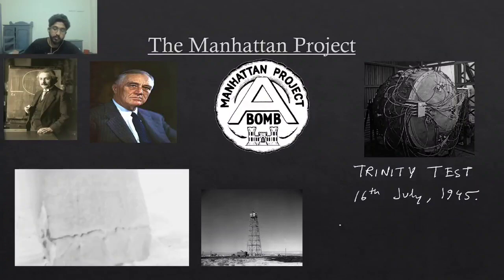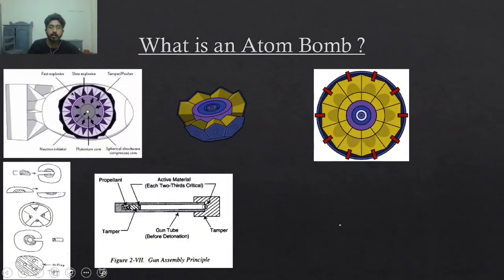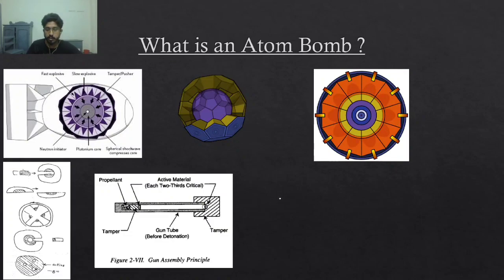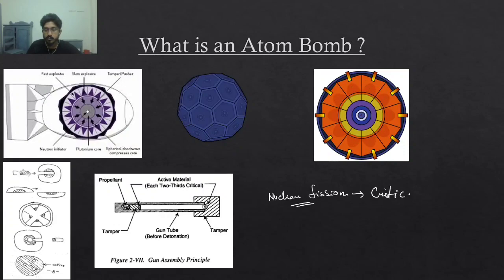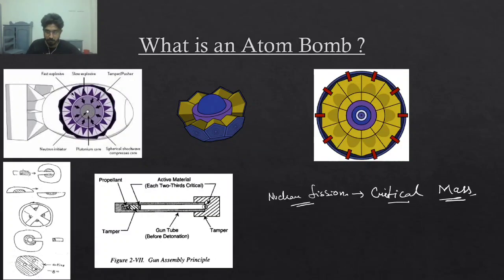So let's move forward. Now, what is an atom bomb? We talked about nuclear fission. So what happens in a nuclear fission? A certain amount of mass is required to sustain the reaction, which is called the critical mass. This mass is required to sustain this reaction.